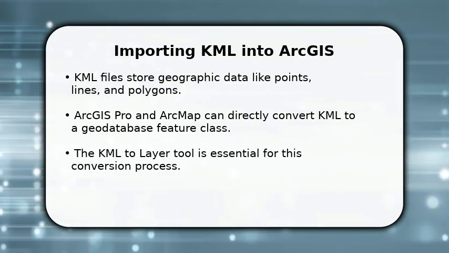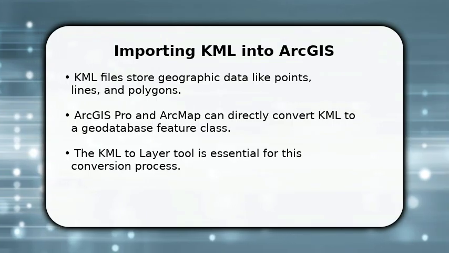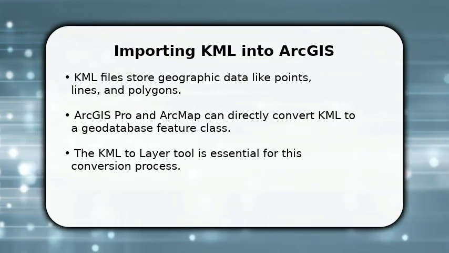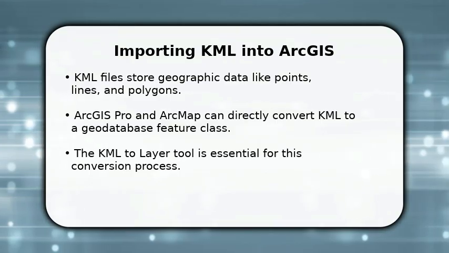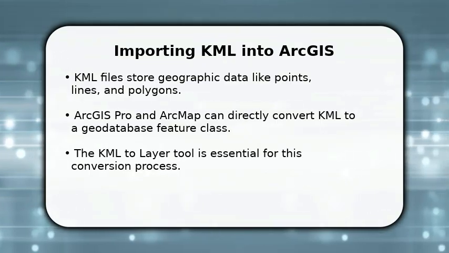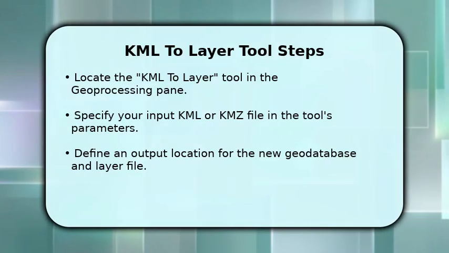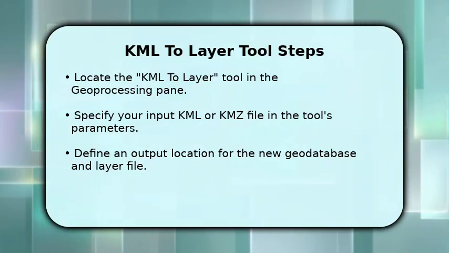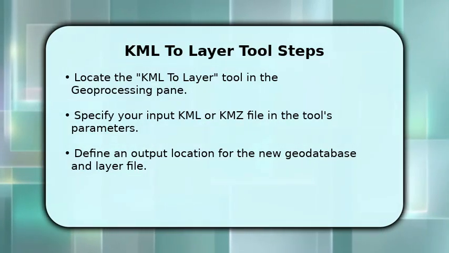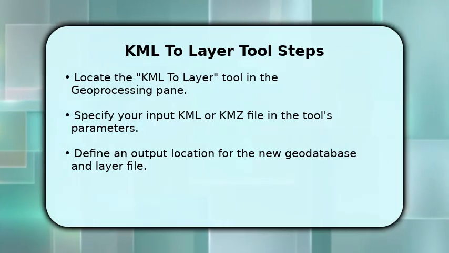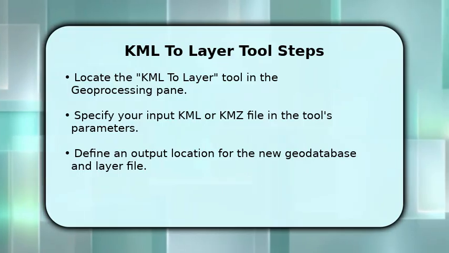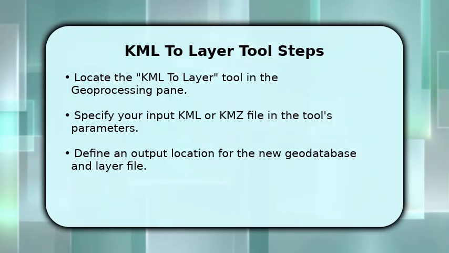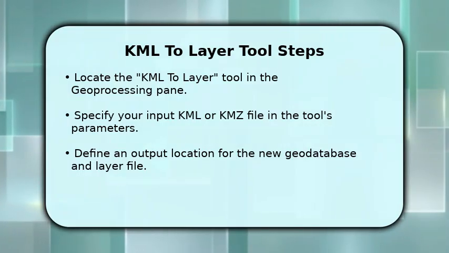This tool is crucial for converting your KML data into a format that ArcGIS can fully utilize. It will create a new feature layer and a geodatabase feature class from your KML input. Once you've found the KML to Layer tool, you'll need to provide two main inputs. First, browse to your KML or KMZ file on your computer. Second, choose an output folder and name for the new geodatabase and layer file that ArcGIS will create.